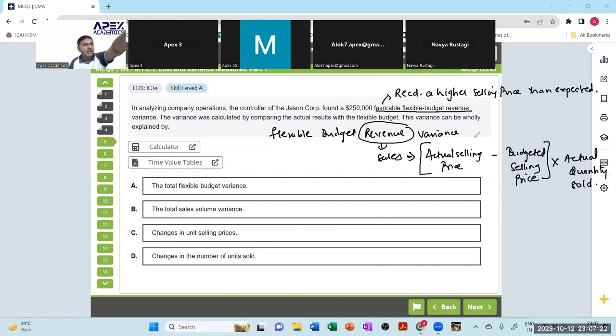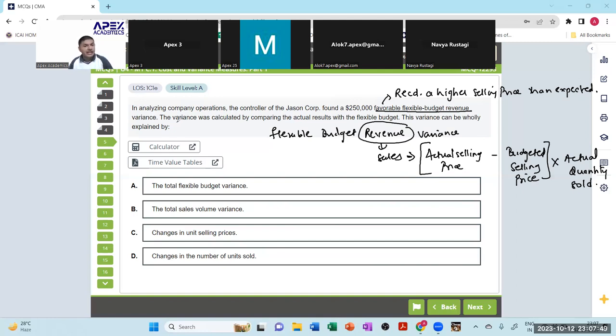No, I have not taught you sales variances. In some books they are given, in some books they are not given. But I will teach you sales variances on the job. Don't worry, they will be completed. You don't have to get scared. But what are these flexible budget revenue variances related to? To selling price. Are you with me on that? Yes, sir.